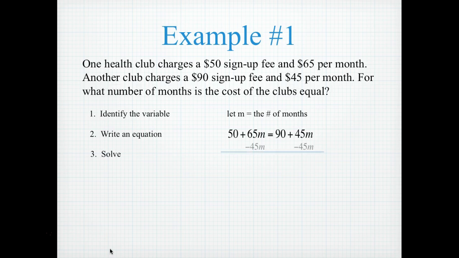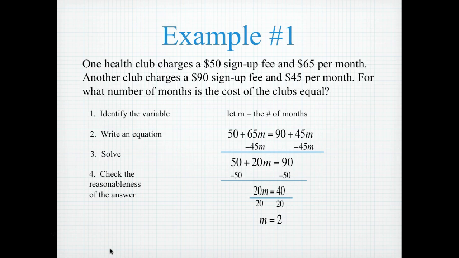Now, to solve the equation, we need to collect the variables on the same side, so we're going to choose to subtract 45M from both sides of the equation, leaving us with an equivalent equation of 50 plus 20M equals 90. Subtracting 50 from both sides gives me 20M equal to 40, and dividing both sides by 20 gives me a solution of 2. Now, after we solve, we always want to check the reasonableness of this answer.